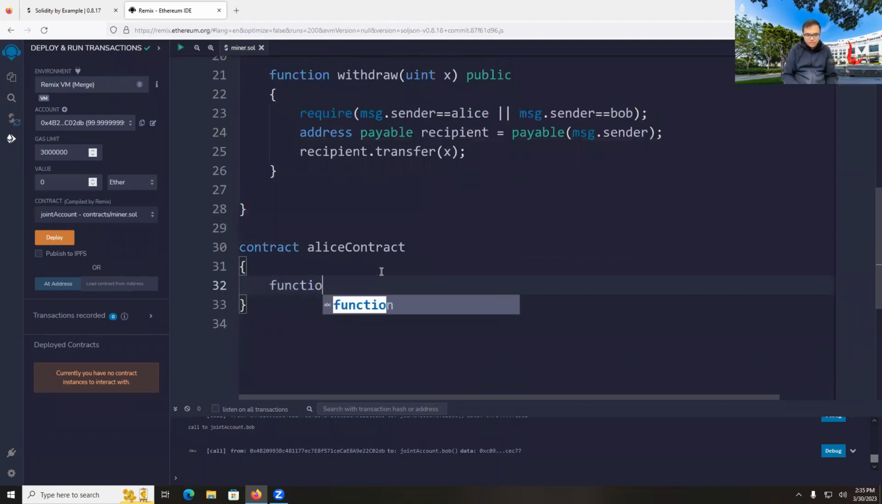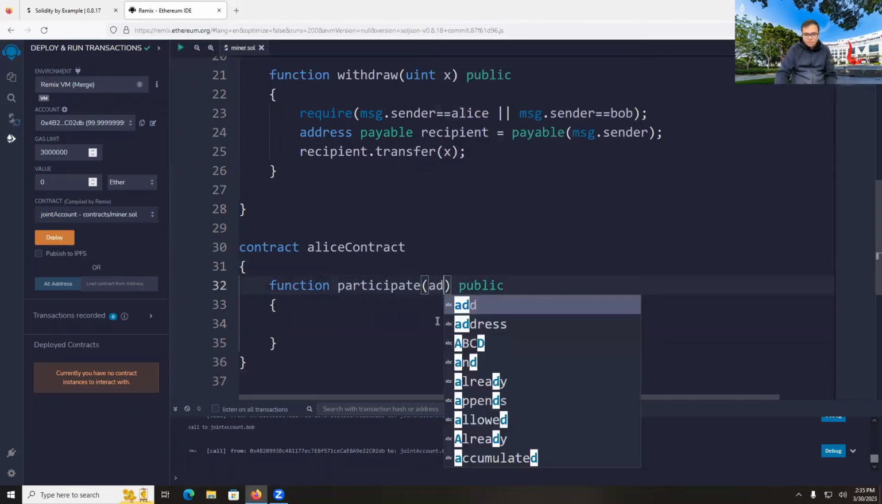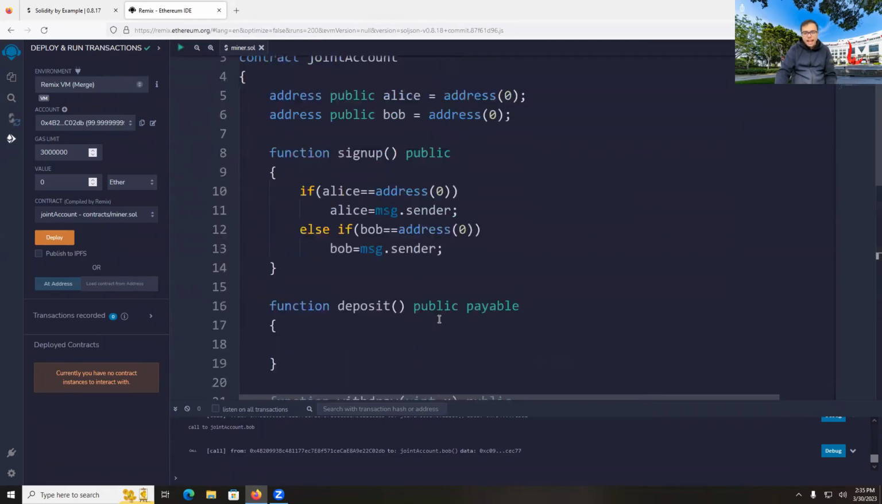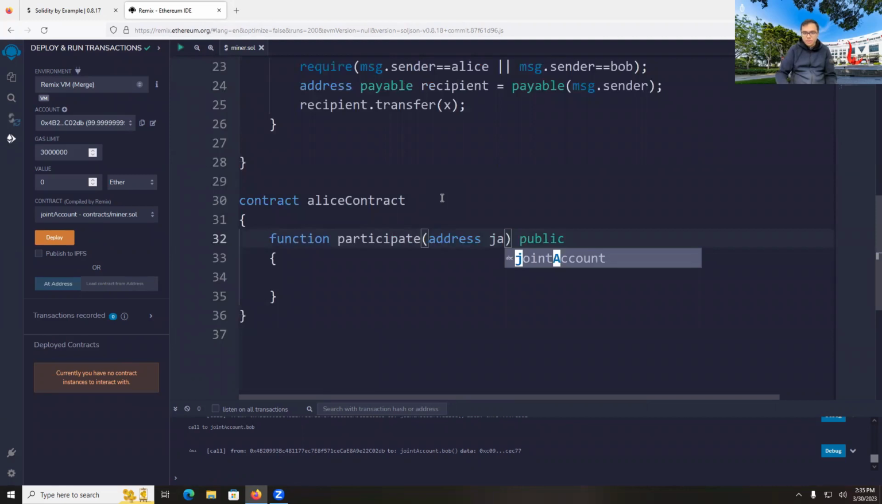And I can just have a function here. I'm going to call it participate. This is public. The way it's going to work is that I'm going to take the address of the joint account and I'm going to try to sign up in there.